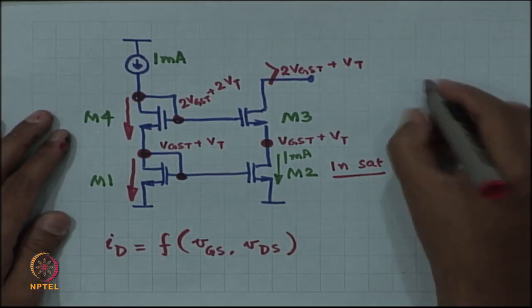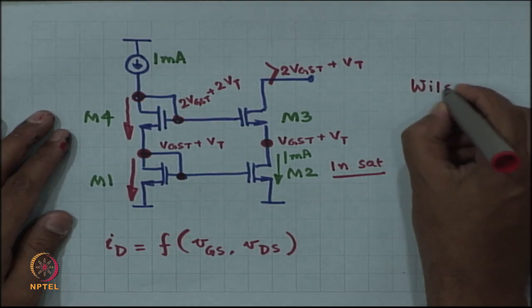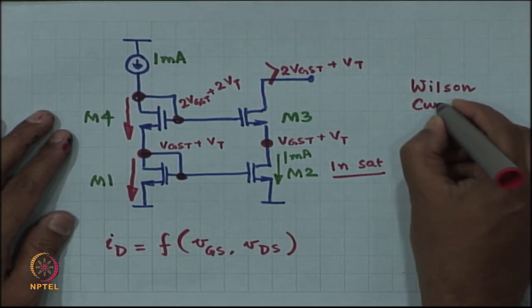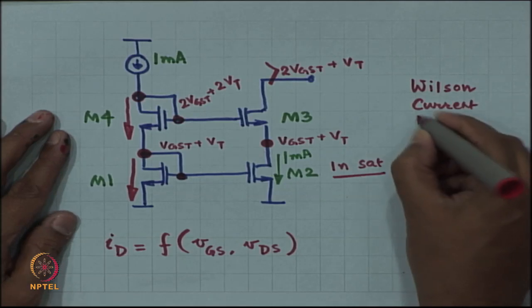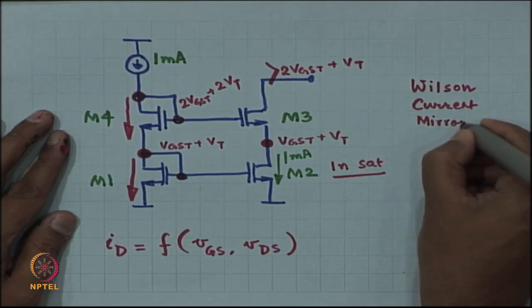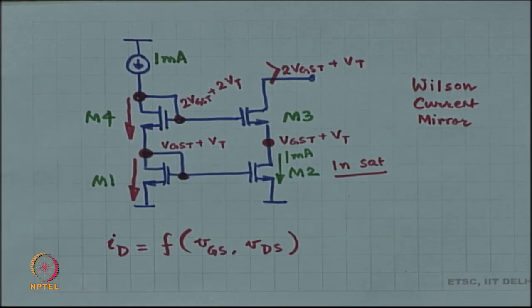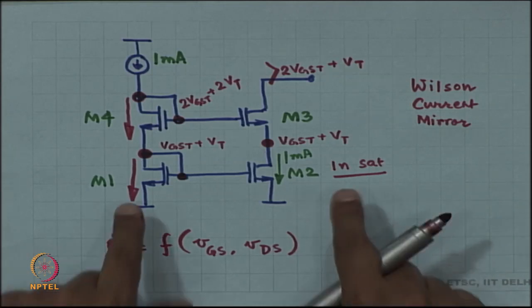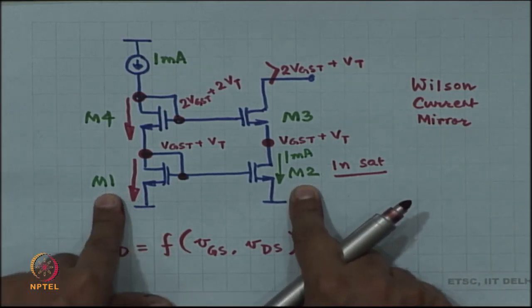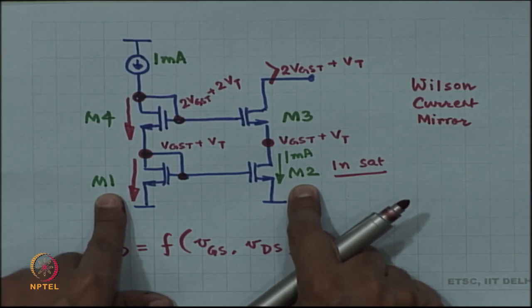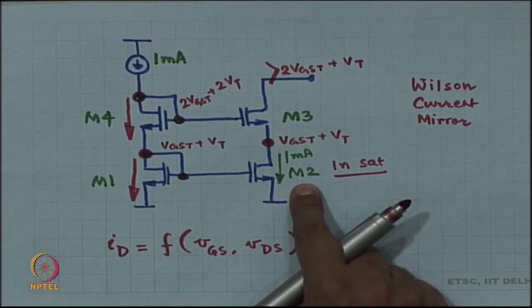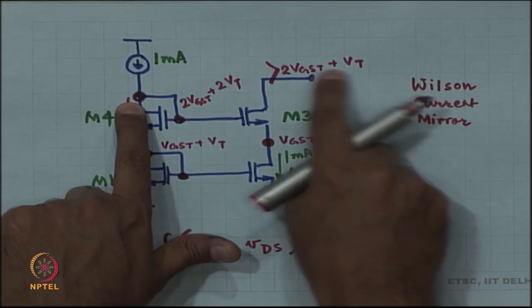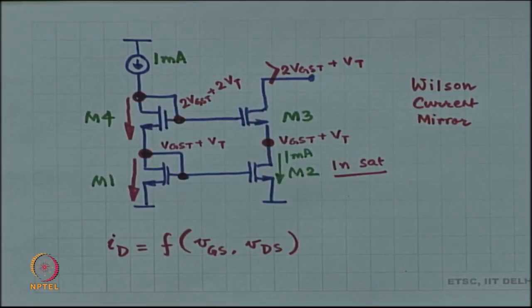So this particular current mirror is called the Wilson current mirror, named after the gentleman who designed this circuit for the first time. This current mirror has one important feature, that both M1 and M2 conduct exactly the same current, unlike in the other versions. If this is 1 milliampere, this is exactly 1 milliampere. That is one important feature.